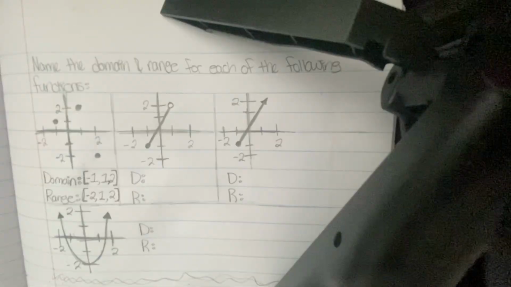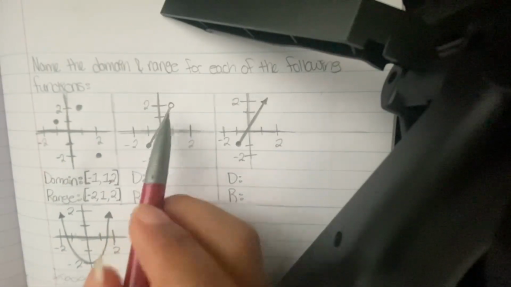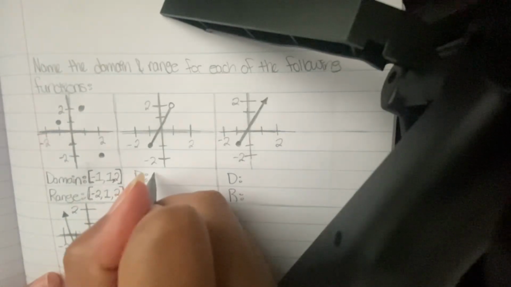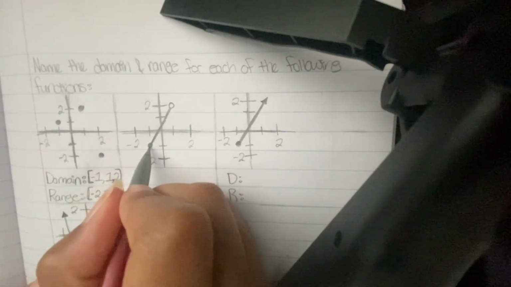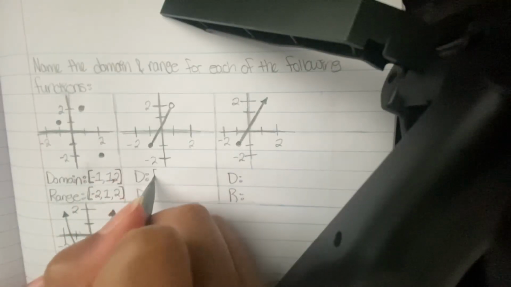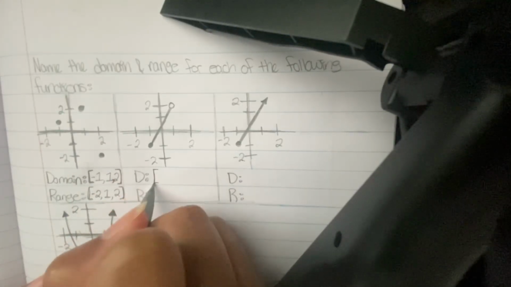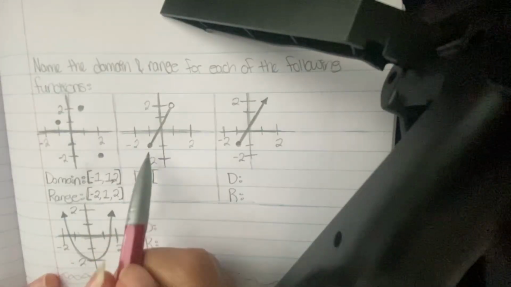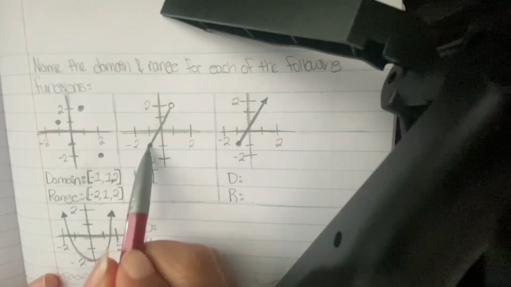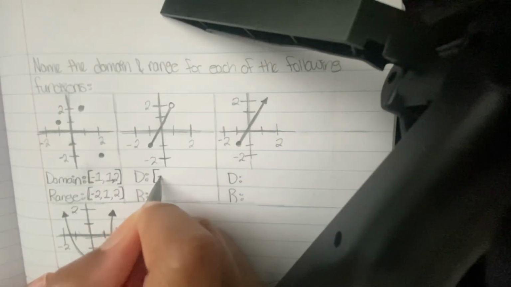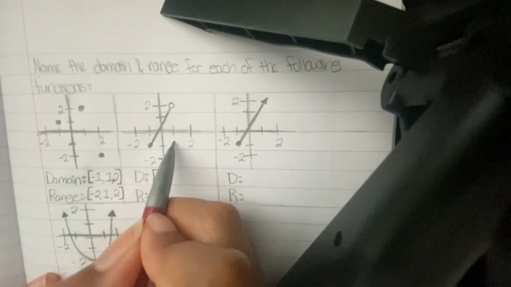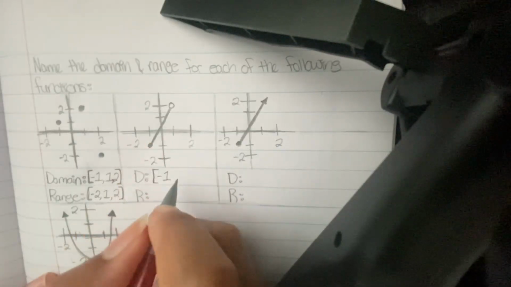Now for the second one, we have this. This is better because at least it's aligned and it's connected. So the domain for this one, this point is included because it is a closed circle. So because it is included, I'm going to use a bracket to indicate that. And the x value of this one is -1. And it goes all the way from -1 to here, which would be +1.